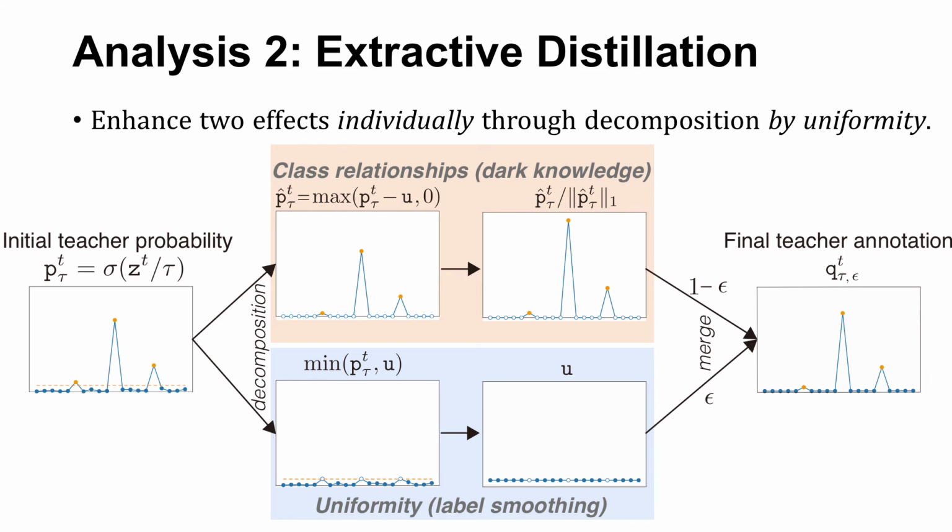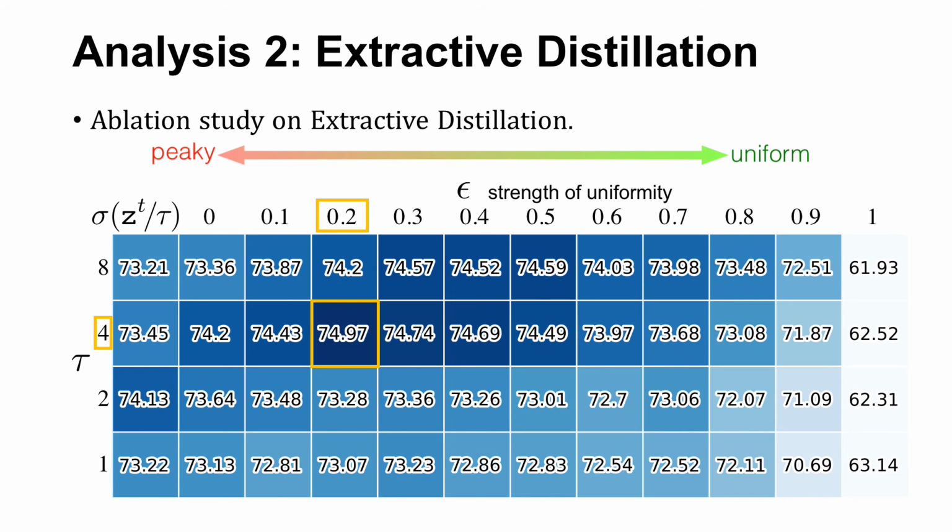We propose extractive distillation. First, it decomposes teacher probability into two parts of class relationships and uniformity, by thresholding the probability based on uniform probability. Then, they are remixed by a new parameter epsilon to finally produce teacher supervision. By doing this, we can flexibly control these two effects in KD. In the extractive distillation, we can improve performance by tuning two parameters, temperature tau and mixing rate epsilon. Such a parameter setting is robustly applicable to various datasets.